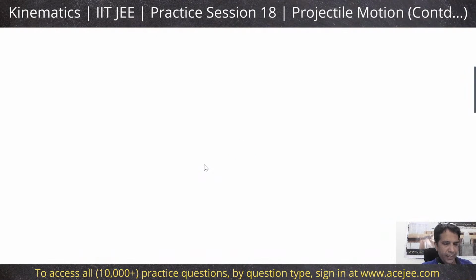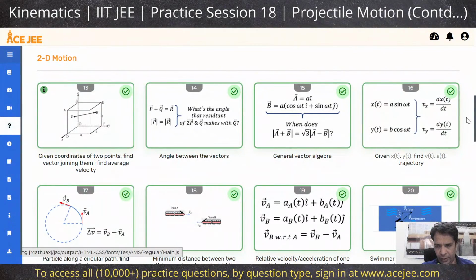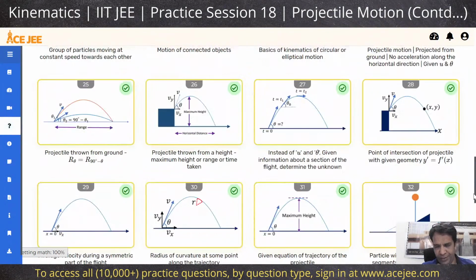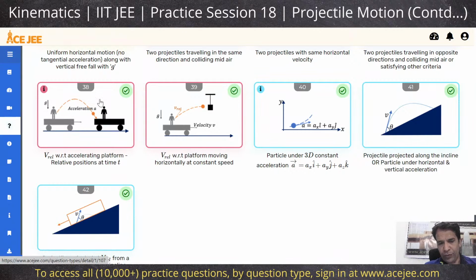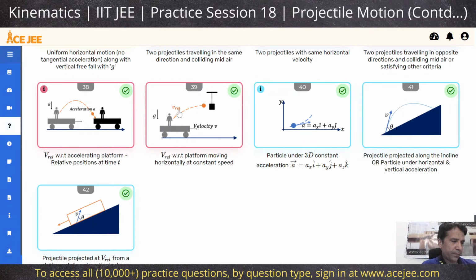Now we're going to look at two scenarios involving projectile motion, wherein the projectile is thrown from a platform that is either moving with a constant velocity or accelerating at some constant acceleration. So in number 38, we will have the platform accelerating with certain acceleration, and in number 39, we have the platform moving at constant velocity. So let's start with number 39, and then we'll look into 38.